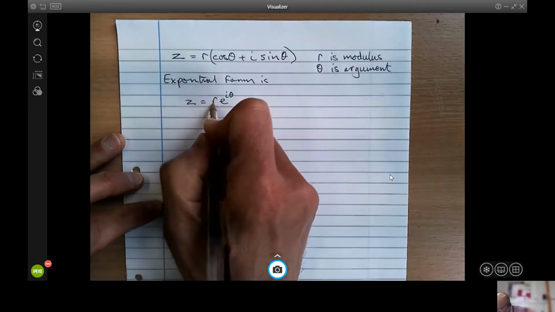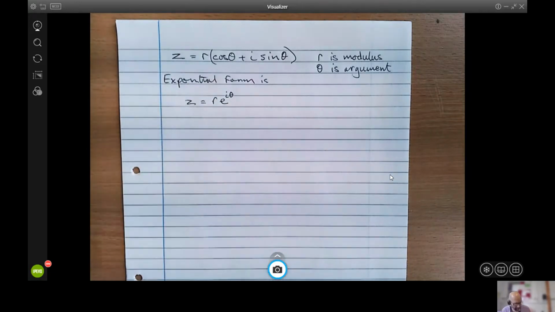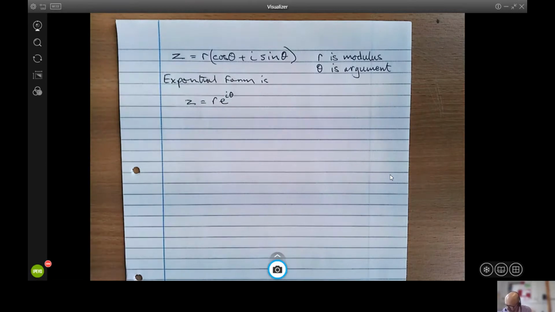So r is still the modulus, theta is still the argument, and i is the imaginary number, so i squared is -1. Let's just see quickly where this comes from, and then we'll see what use it is. We'll have a look at the formula book now. So let me just share with you the PDF version here.